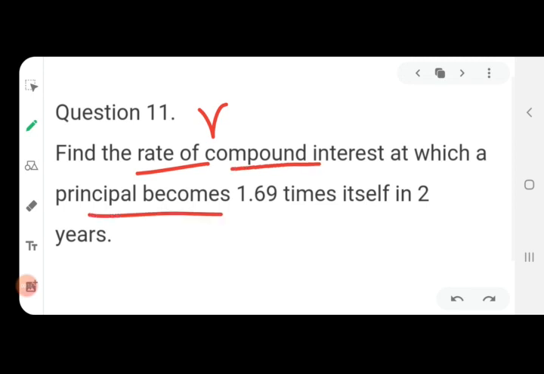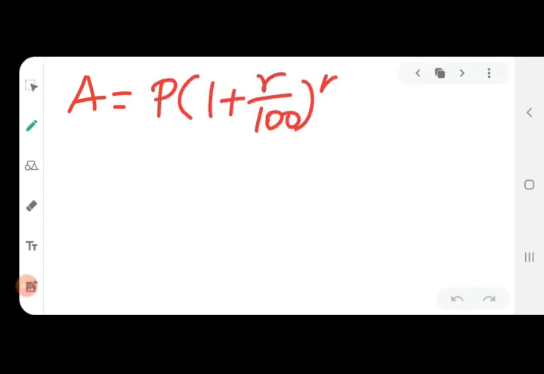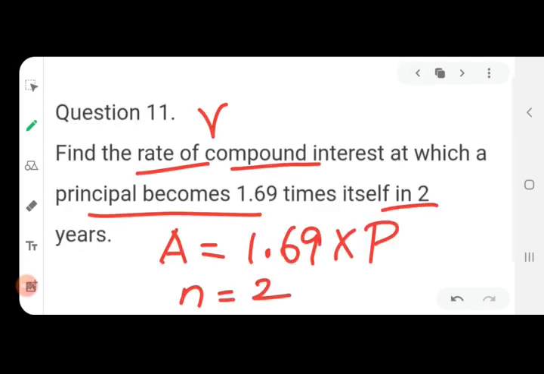Here the principal becomes 1.69 times, that is our amount value equal to 1.69 times multiplication of principal, that is P value. Here the number of years n equal to 2. So now we have to find the rate of interest by using the compound interest annually formula. We know that the formula A equal to P into (1 plus R by 100) whole power n. Here our amount is what they have given, 1.69 into P.